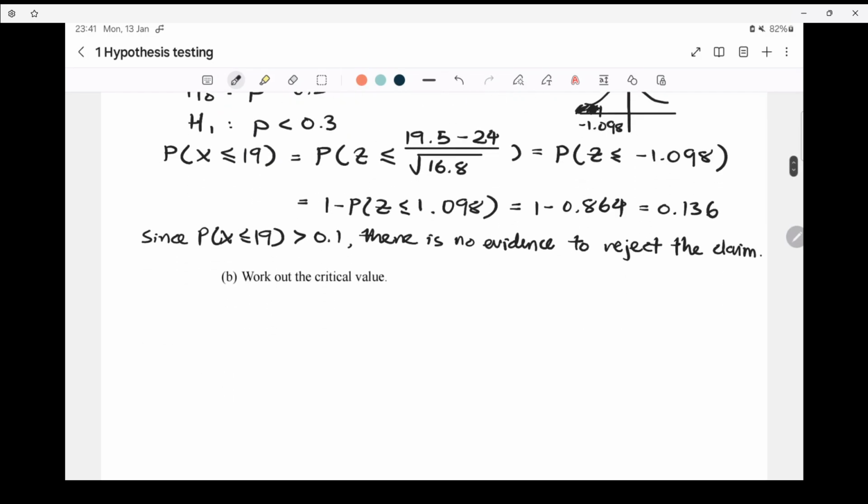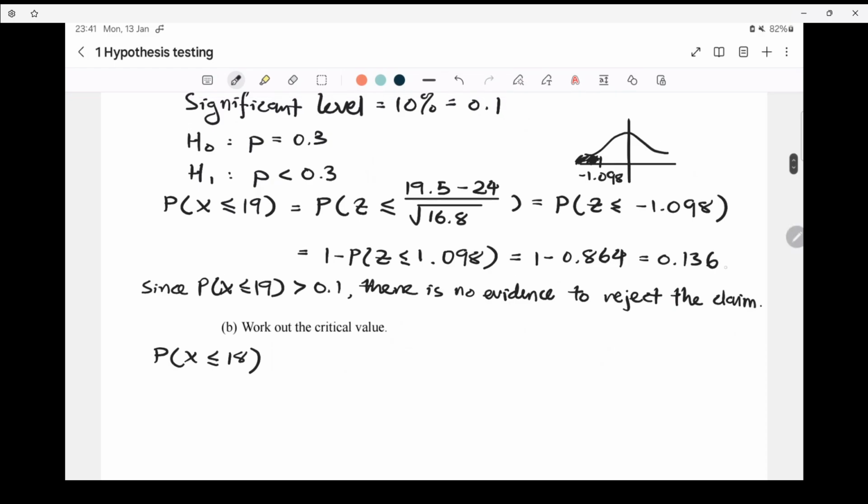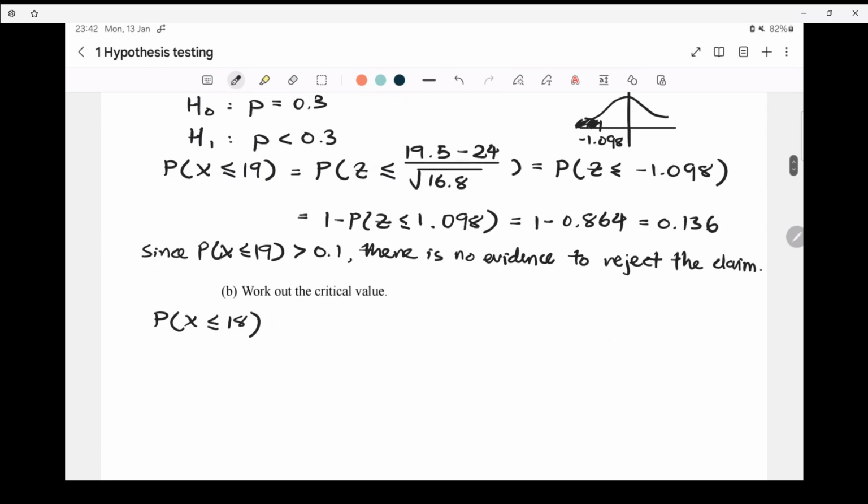So now you need to work out the critical value. There's no sort of like easy way to do it, but since this is a discrete random variable, you can start with P(X ≤ 18) instead of 19 and see what is the value, because the probability that you calculate over here is quite close to 0.1. So you might expect that 18 will be the answer.